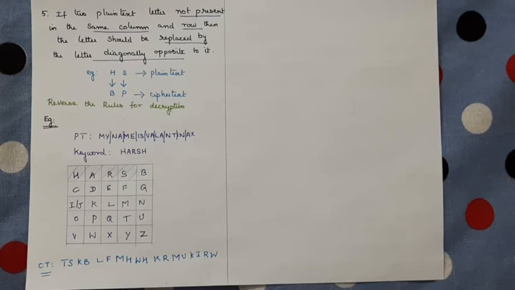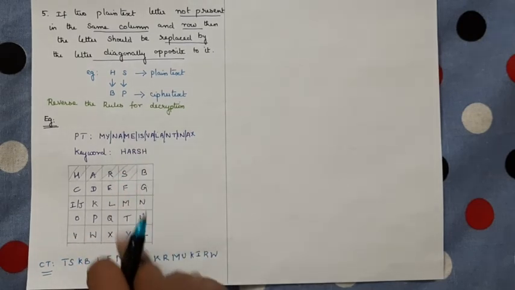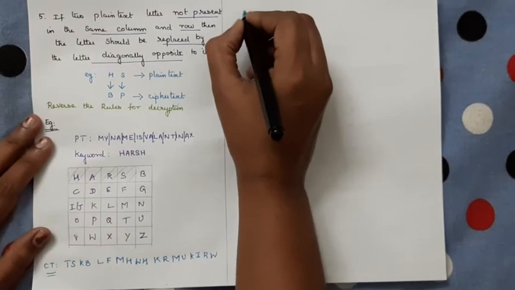I told you that in order to decrypt it, you have to follow the reverse rules. For example, you take TS. T is here, S is here. If it is in the same column, for encryption I told you to take the bottom element. Here, in decryption, you are going to take the top element. It is a reverse process. Your decryption will be the reverse process.